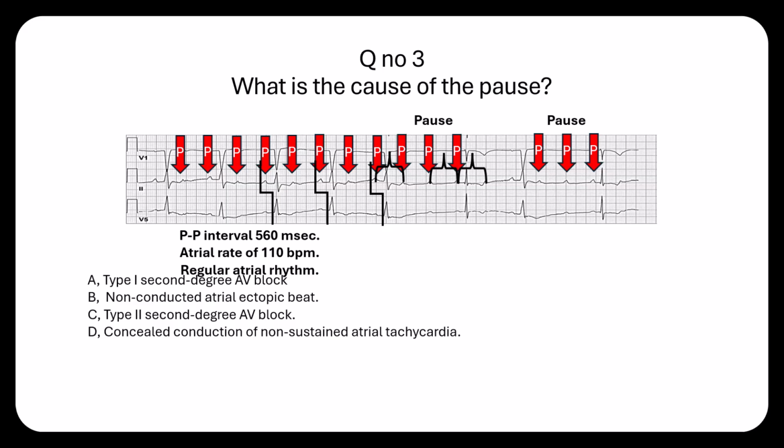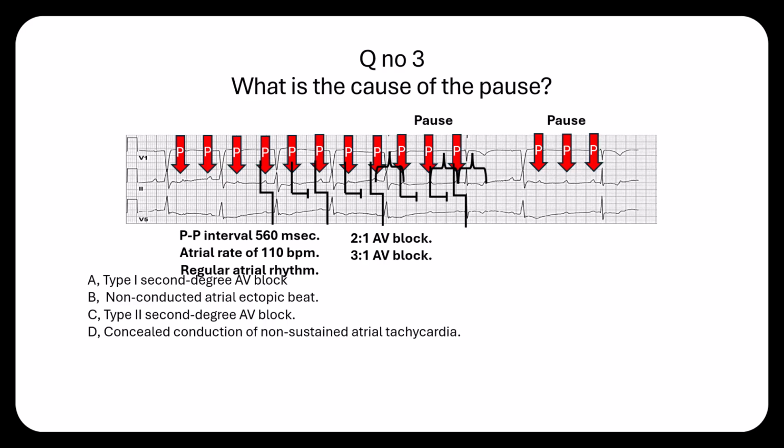All QRS complexes during the regular rhythm are preceded by a P wave with fixed PR interval. Every other P wave fails to conduct to the ventricles. 2 to 1 AV block is the cause of bradycardia. 2 consecutive P waves fail to conduct, followed by a conducted beat. This is 3 to 1 AV block.